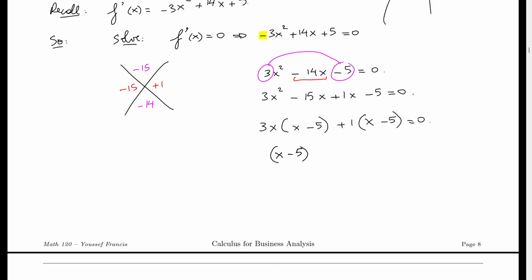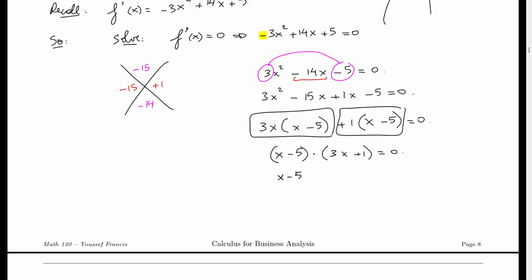So now I do factor by grouping again. What does this group have that this group also has? It's the x minus 5, and when I factor it, I get x minus 5 times 3x plus 1 equal to 0. So according to my zero product property, either the x minus 5 has to be 0 or the 3x plus 1 has to be 0, which means either x is 5 or x is negative 1/3.